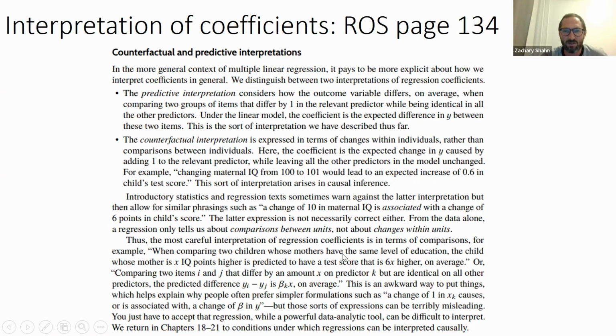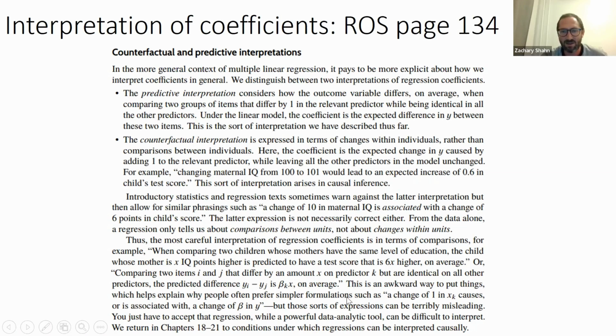For example, when comparing two children whose mothers have the same level of education, the child whose mother is X IQ points higher is predicted to have a test score that is 6X higher on average. Or in more general terms, comparing two items, i and j, that differ by an amount X on predictor k, but are identical on all other predictors, the predicted difference, y_i minus y_j, is the coefficient for variable k times that difference X on average.